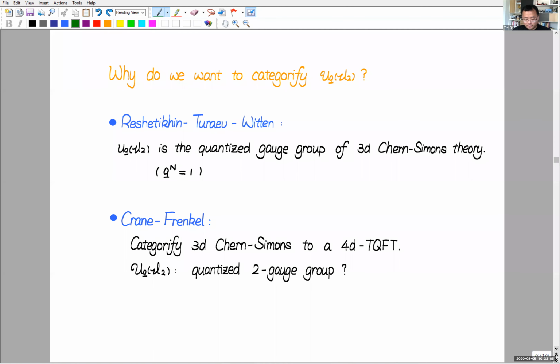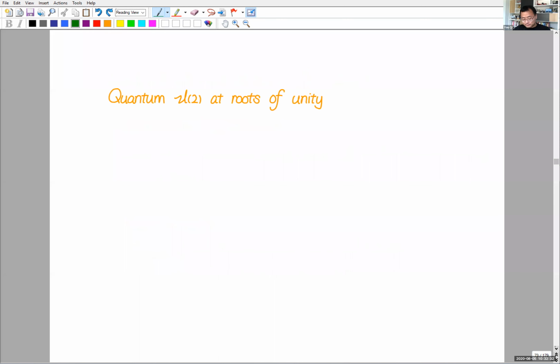In Crane and Frenkel's vision, this categorified quantum group would control local states you assign to 4-dimensional pieces of manifolds. So maybe these are quantized 2-gauge groups. I don't know. There are still, up to this day, no axioms of Hopf categories and no non-trivial examples yet. So it's a wide open question for everybody interested to explore.